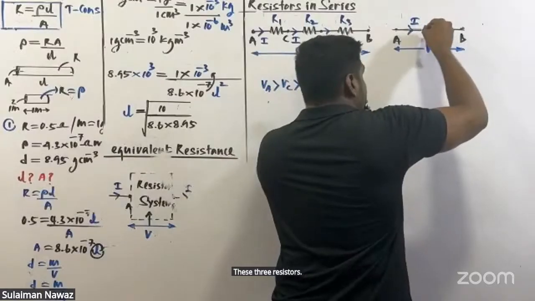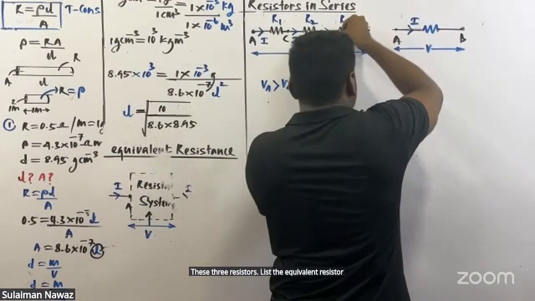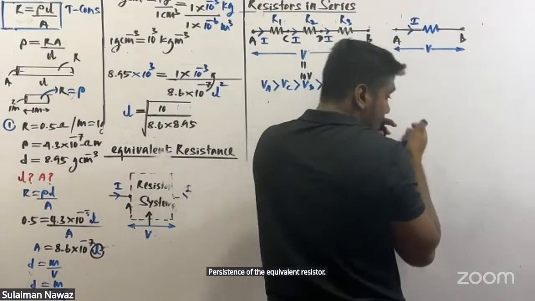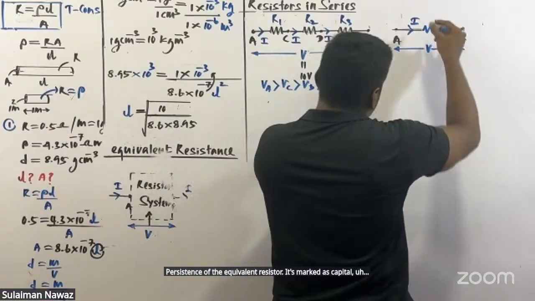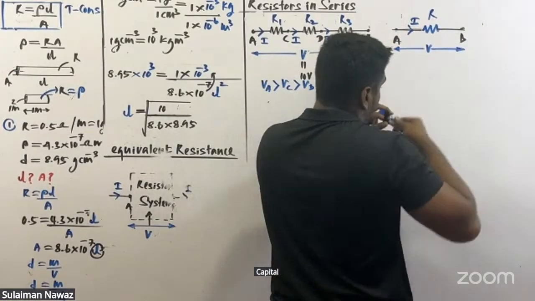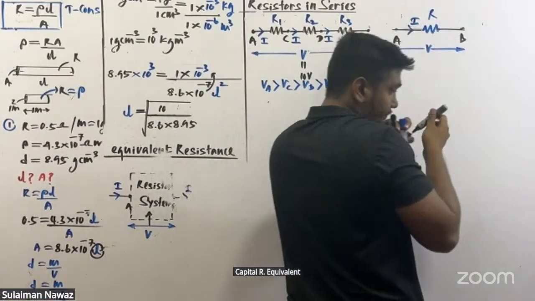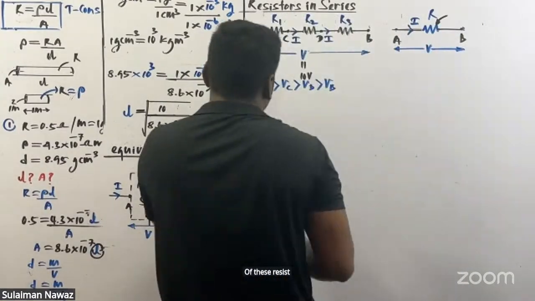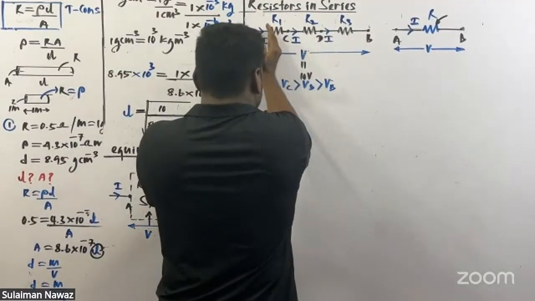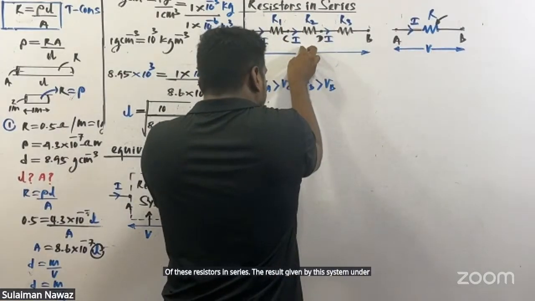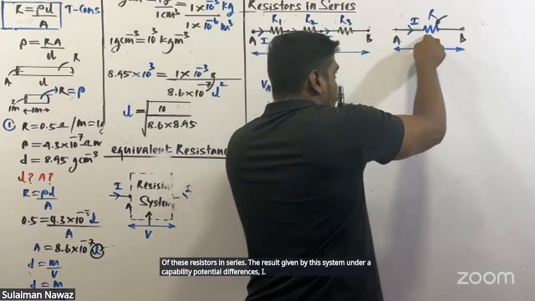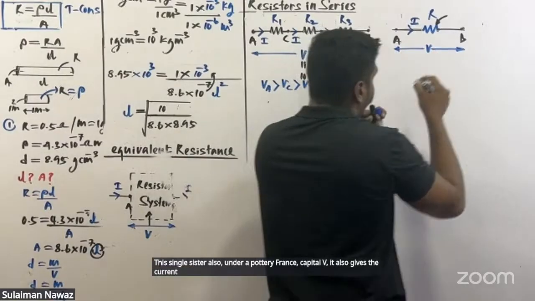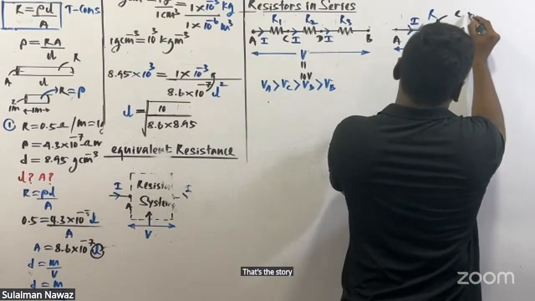This resistor is the equivalent resistor of these three resistors. Let's mark the resistance of the equivalent resistor as capital R. So this is the equivalent resistor of these three resistors in series. The result given by this resistor system under a potential difference capital V is I. This single resistor, also under a potential difference capital V, also gives a current capital I. That's the story. Very simple.